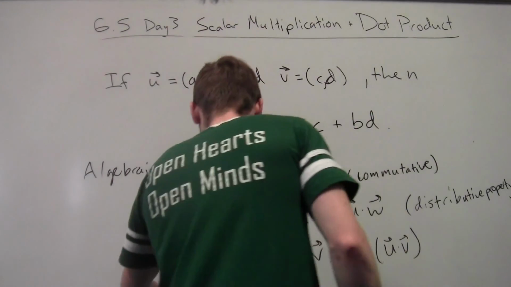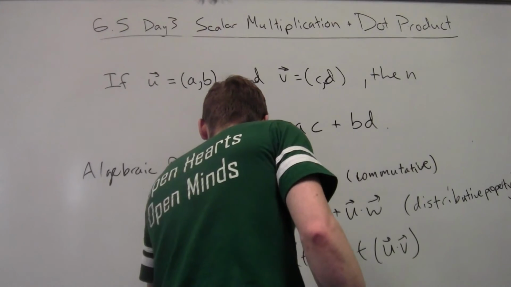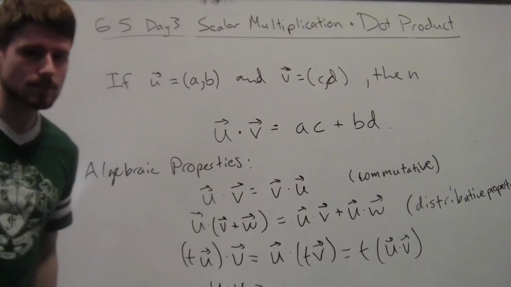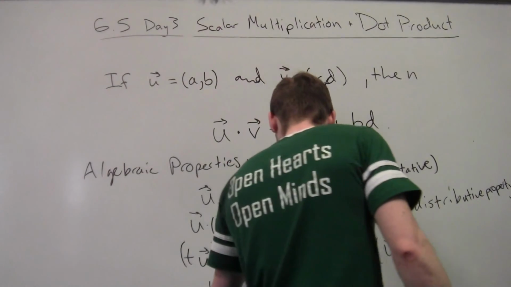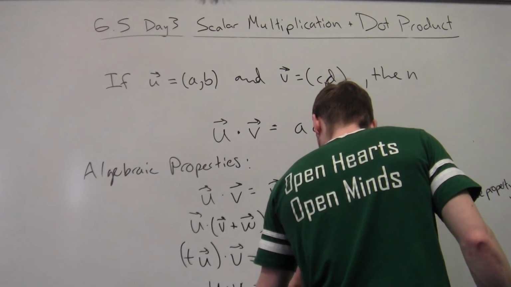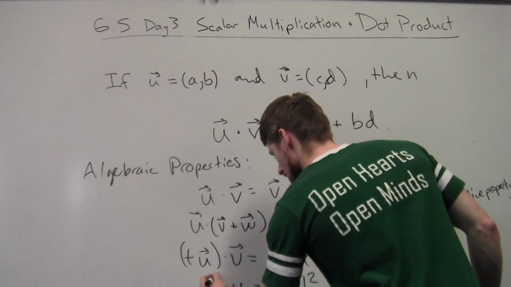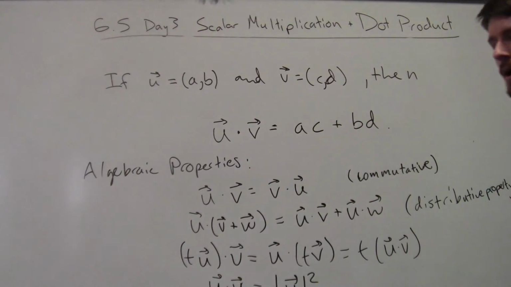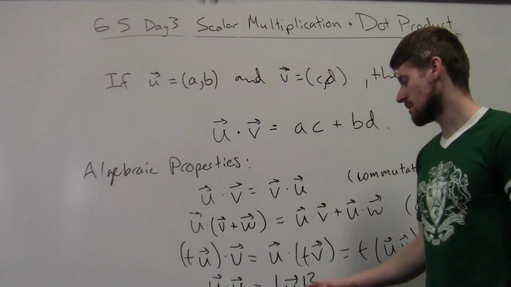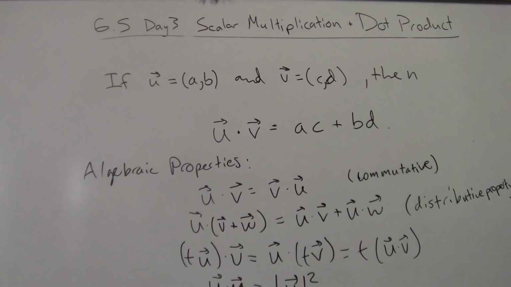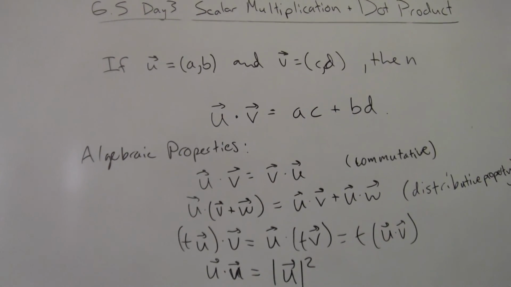And then the last one is maybe one of the more important ones, that u dotted with itself, any vector dotted with itself, is equal to the magnitude of that vector squared. So it's the magnitude squared. Okay. So those are a bunch of properties that involve the dot product. I'll go down a little bit.